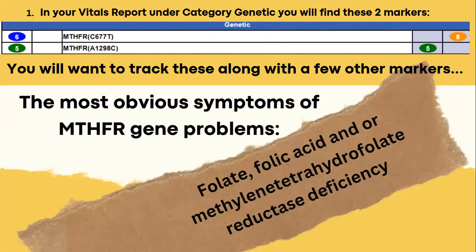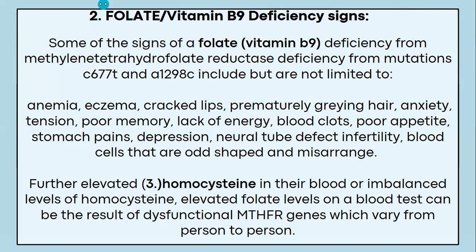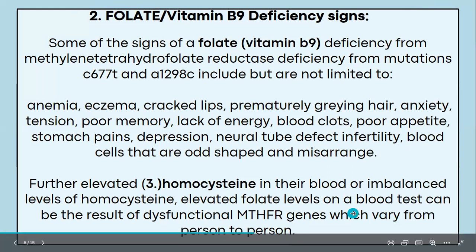You'll want to track these along with a few other markers. The most obvious symptoms of MTHFR gene problems are folate, folic acid, and or methyltetrahydrofolate reductase deficiency. So you'll be able to track those in your scanner, and I'll show you on the scanner. So number 2, one of the markers is folate, vitamin B9 deficiency. And I'll kind of go back and forth here.